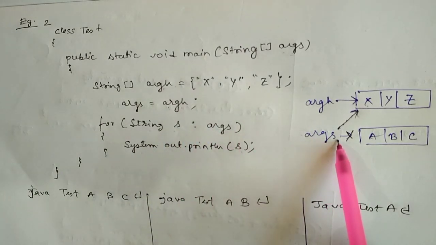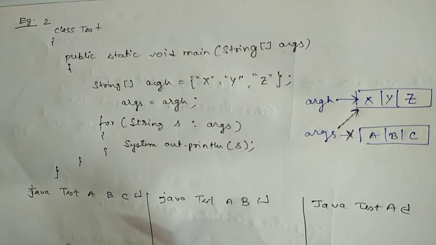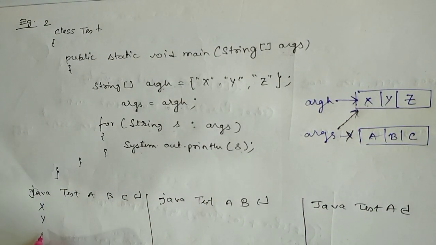So now what is ARGS pointing to? ARGS is pointing to X, Y, and Z. So it will print X, Y, and Z. So this will be the output. Now let's take the second case.